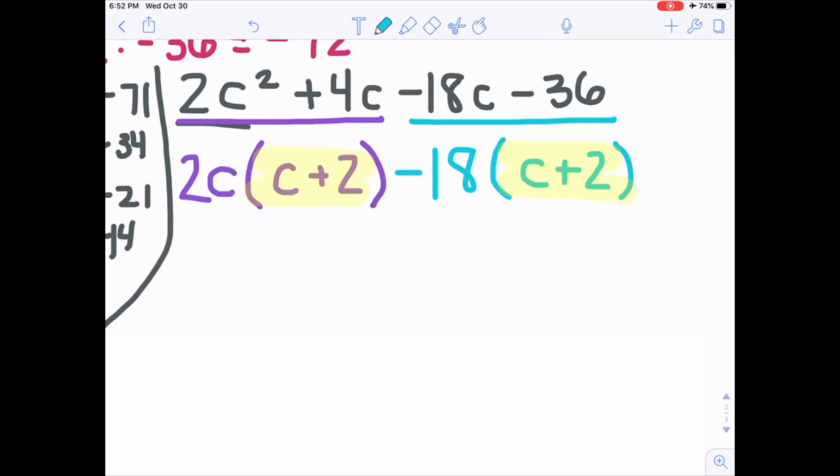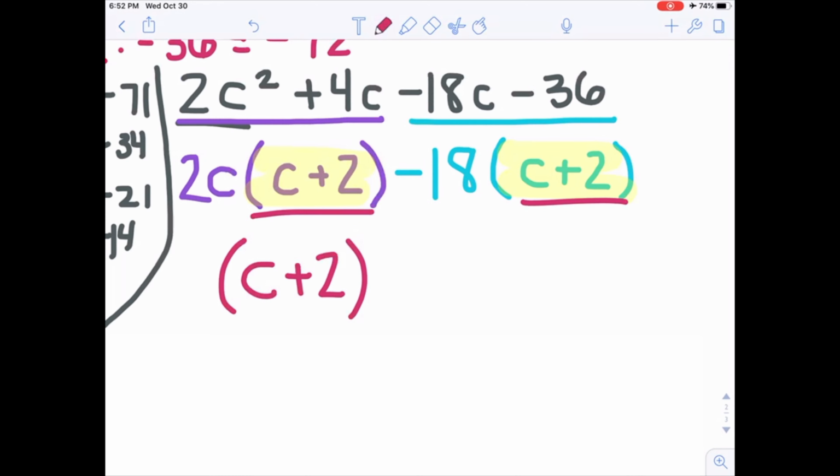So we're going to take that and go back to the beginning and factor out our c plus 2, and whatever is left goes in our second parentheses. So we have our c plus 2. Well, if I look at what's left, I have a 2c and a negative 18.